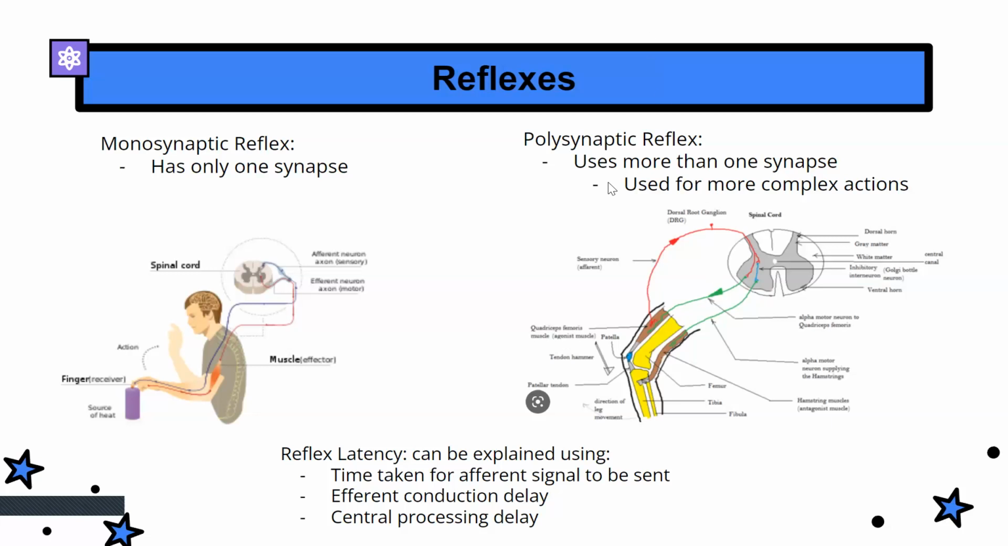And then there's a bit of a delay, and this delay can be explained through three different things. Number one is the time taken for the afferent signal to be sent. So there's a bit of time until it reaches your spinal cord, and there's a bit of time until it comes back. And then there's a bit of time spent processing this information. Do I need to send it up to the brain? No. It's an emergency. Do I have to act on it now? So these three things can explain this small delay.